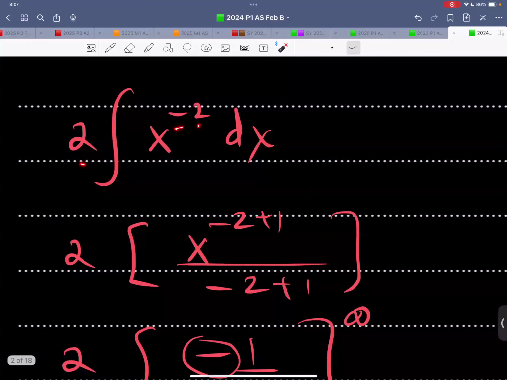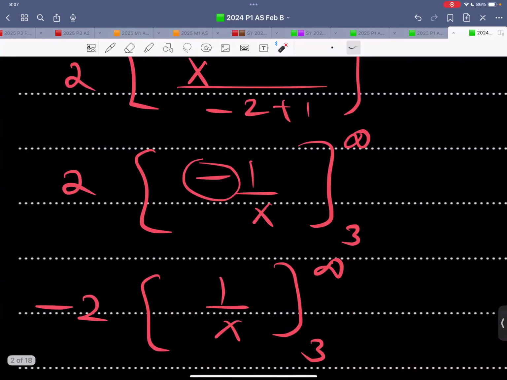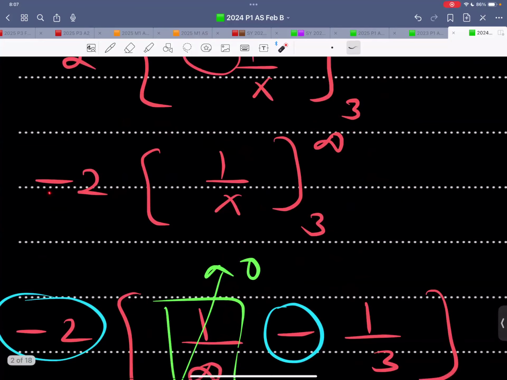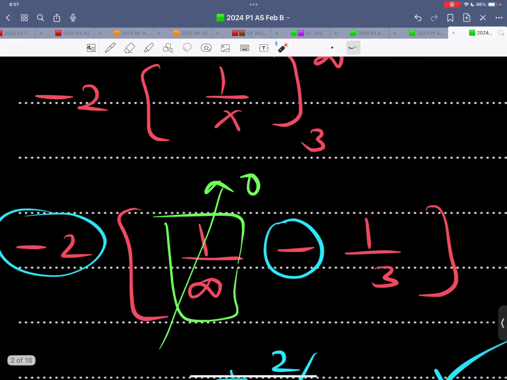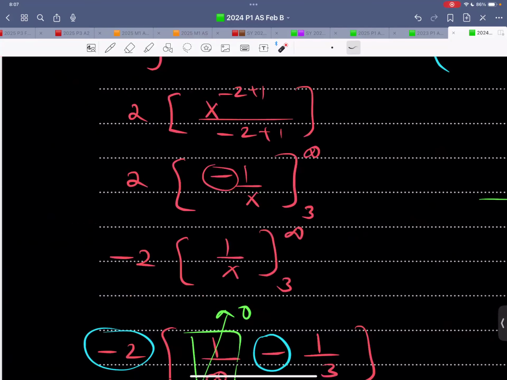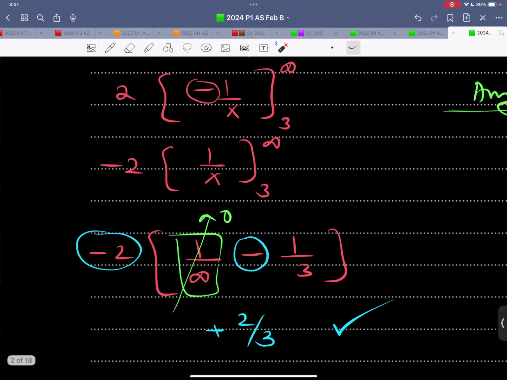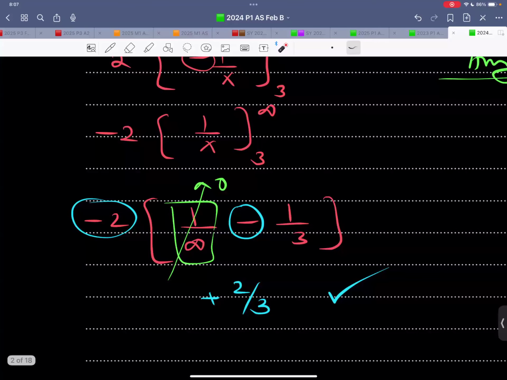2x raised to power of negative 2 dx, increase the power by 1, divide by the new power. This is negative 1 over x. Now it's your choice. If I want to remove this negative sign, then these two will change places, so negative is there on the outside. If I want to remove it, I can write 1 over x and theta will go down, 3 will go up. That's your choice. There are questions in which I have taken common, and there are questions in which I have not taken common, so that you have a variety of working.